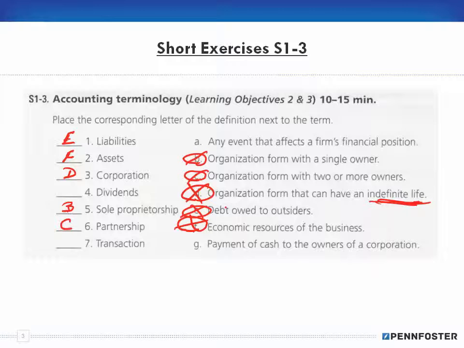All right, so let's see here. Dividends. Any event that affects a firm's financial position, no, that would be a transaction. So it's a transaction, and of course then we're left over with dividends being G, a payment of cash to the owners of the corporation. Notice it's a corporation here. You don't get dividends when you're a sole proprietorship or a partnership. Dividends are given when you have stock, and that's all part of being a corporation.